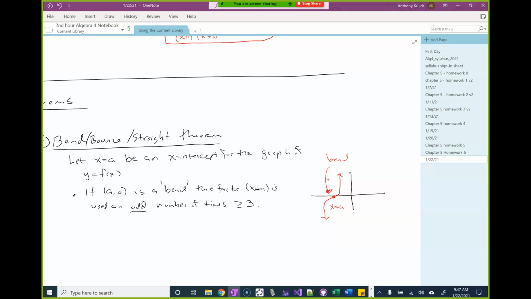Again, we could give a really technical definition for what we mean by bends and bounces and stuff. But we're going to be using this theorem visually. We're just going to be looking at pictures and identifying it. So I'm not going to give a technical definition. I'm just going to give you a picture because that's how we're going to use it. So who cares about the technical definitions, right?